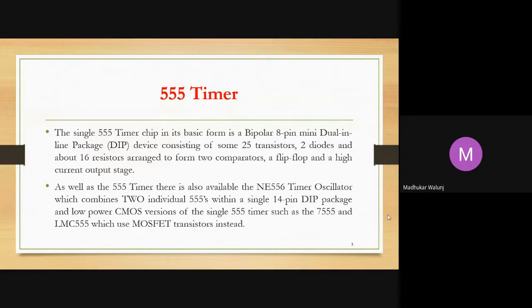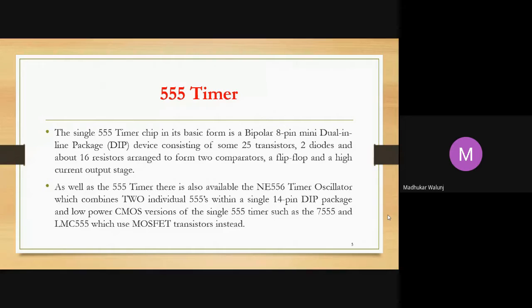This 555 timer is in the form of a chip, or we can say in the form of an IC. It is available in a bipolar 8-pin mini dual inline package, a DIP package. It has only 8 pins, 4 on one side and 4 on the other side. That is called a dual inline package, DIP package. It consists of some 25 transistors, 2 diodes, and about 16 resistors arranged to form two comparators, a flip-flop, and a high current output stage.